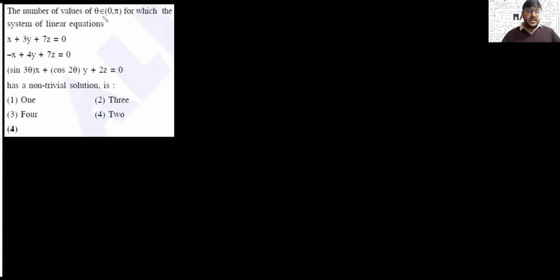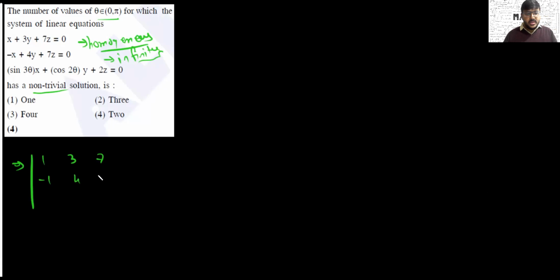Then the number of values of theta between 0 to pi for which the system of linear equations has a non-trivial solution. Now just check, this system is a homogeneous system. And a homogeneous system with a non-trivial solution means it has infinite solutions. Confirm. And if it has infinite solutions, then the determinant made by the coefficients of x, y, and z must be 0. Right? So here sine 3 theta, cos 2 theta, and 2, that is equal to 0.